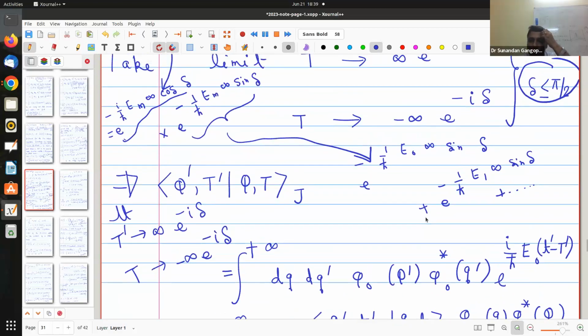And now what I'm saying is that once you have managed to do that, you again write this e to the power of minus 1 by h bar E_0 infinity. You just forget about this sine delta for the time being. You put delta to be equal to pi by 2. Let this delta be equal to pi by 2. Then what will happen to this delta? This will become sine pi by 2. So this is 1. And you just replace this infinity by T prime.